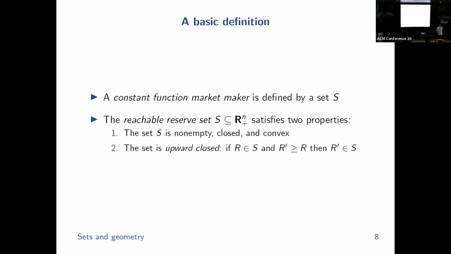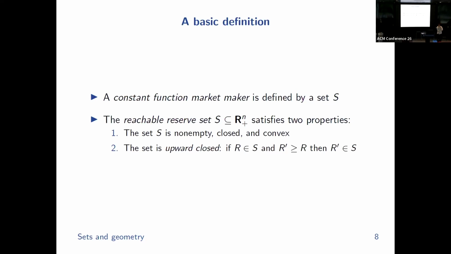That set is going to be a set of points which are non-negative n-vectors. And it has to satisfy two properties. First, it has to be non-empty, closed, and convex. Non-empty essentially is a non-triviality assumption. Closed is a technical assumption, because what does an open set versus a closed set even mean in real life? I don't know.